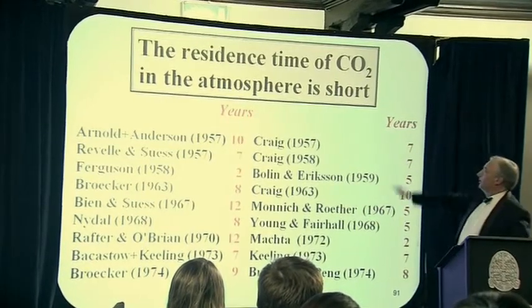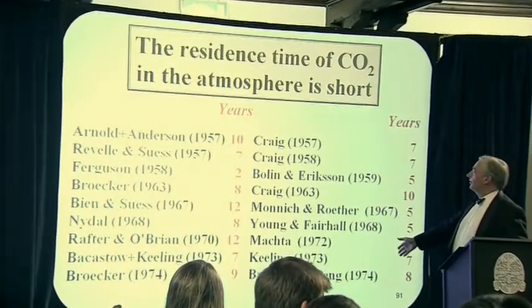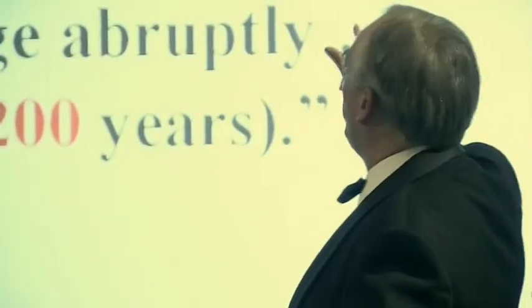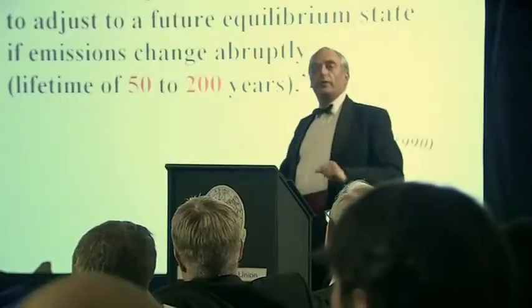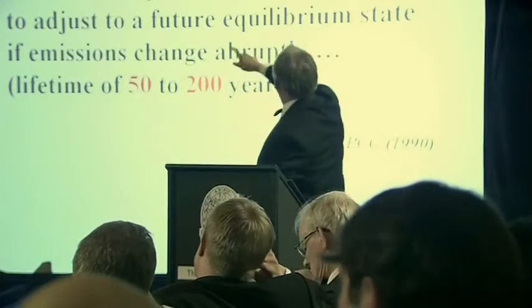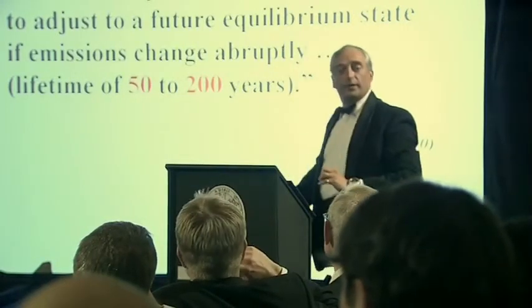Here are a couple of dozen papers. Let's have another look, let's have some more of these. You see plenty of references there. But bingo, the IPCC says, oh no, let's call it 50 to 200 years. What they've done is to produce a weaselly definition of what the atmospheric residence time is.